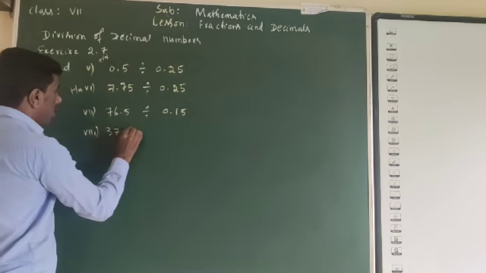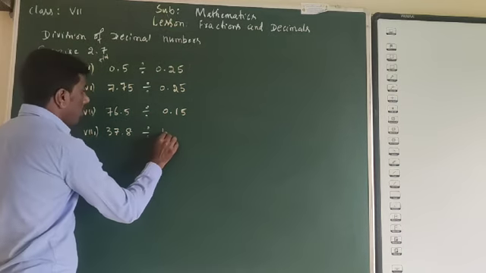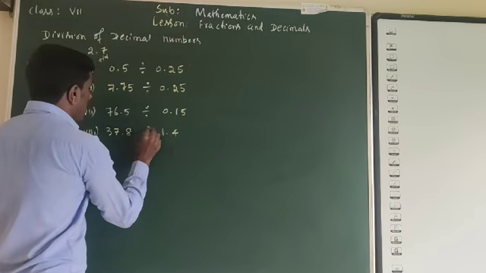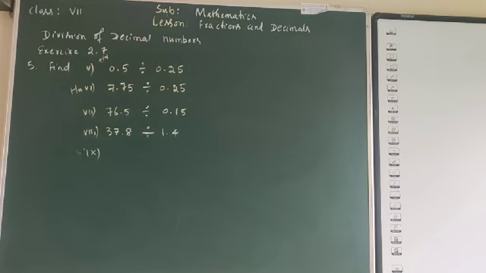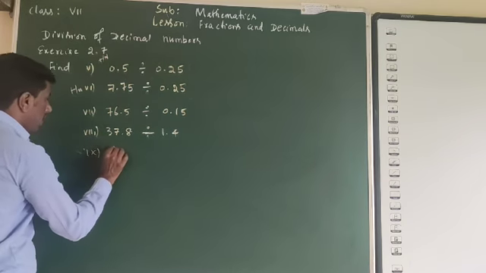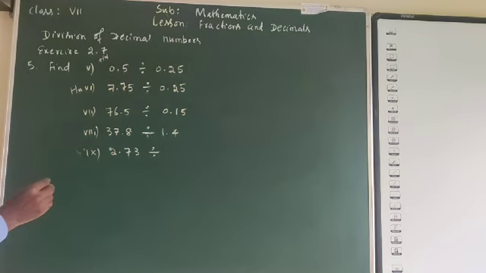37.8 divided by 1.4. The ninth one, 2.73 divided by 1.3.